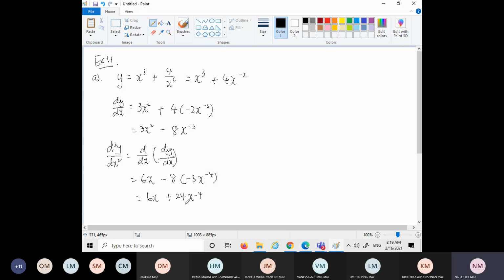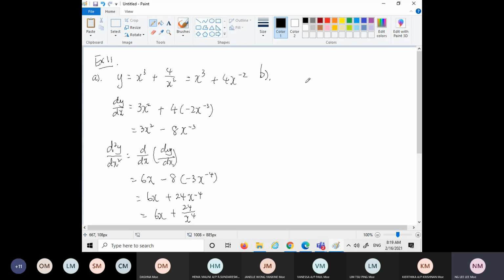Okay, and then this one you can write in fractions. Okay, bring down x to the power 4. Okay, so this is part A. Now we go to part B.